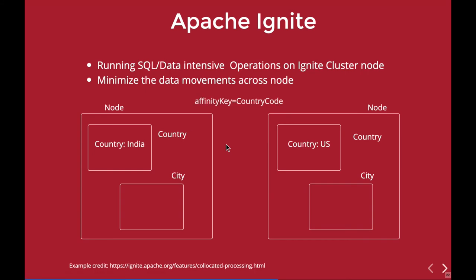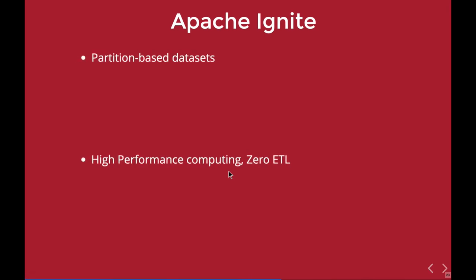So we can use the affinity key here as the country code for our city table. It makes sure that the city related to the country goes to the same node. In this way, we try to avoid the data transmission over the network, and group by and join kinds of operations are now faster.